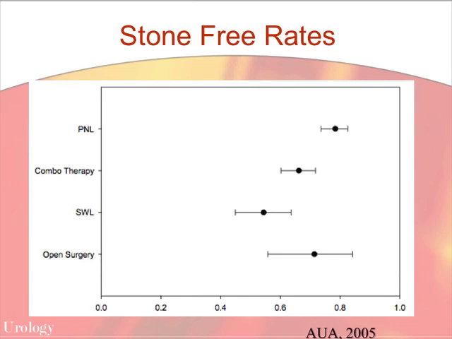Here's a nice summary chart that I took from the AUA guidelines, and it was just comparing the stone-free rates amongst all of these different types of therapies and the 95% confidence intervals. As you can see at the top, PCNLs have a very good stone clearance rate and less deviation than some of the other procedures.